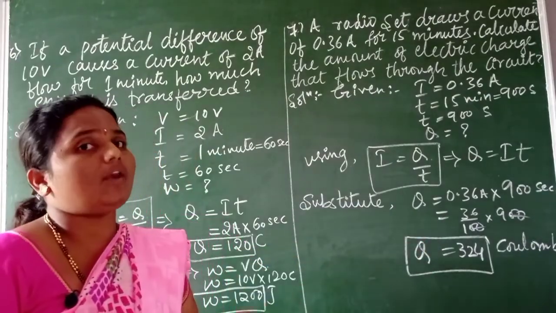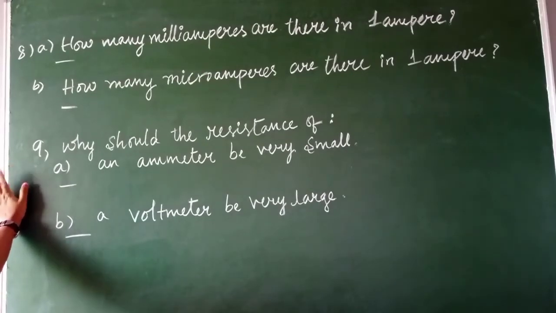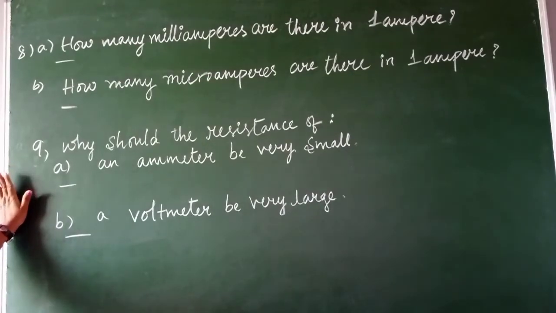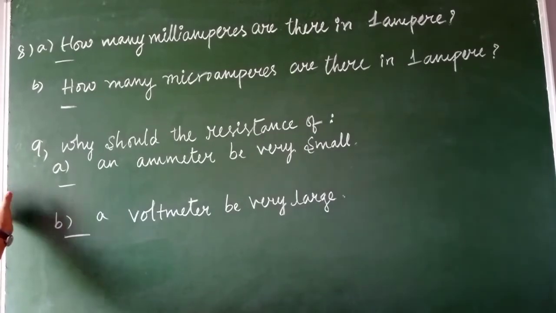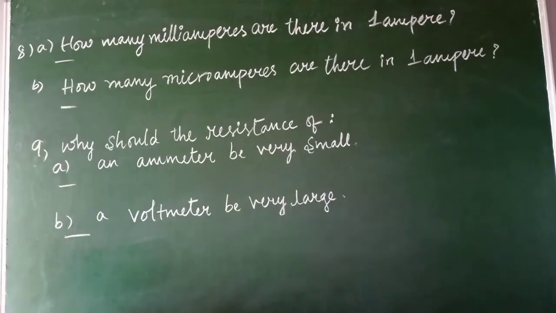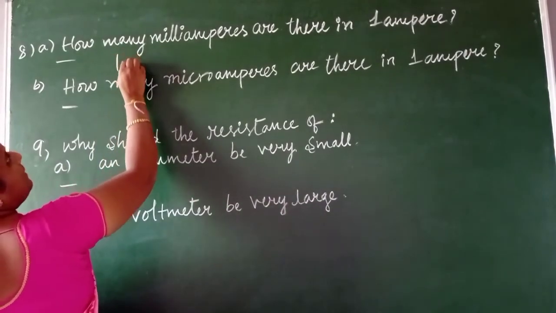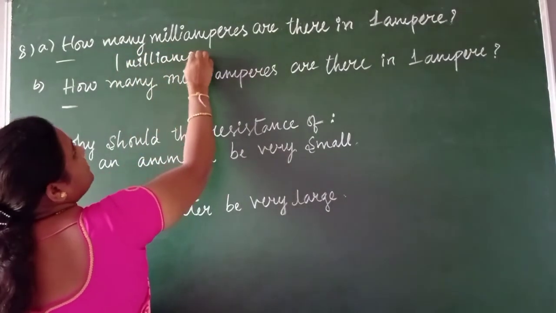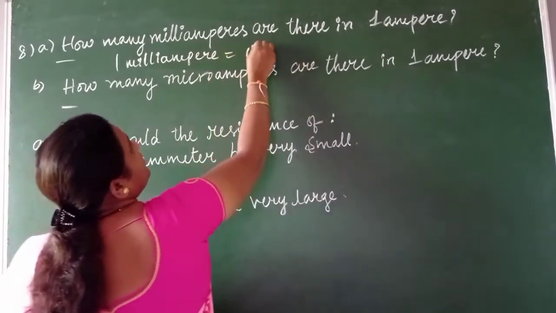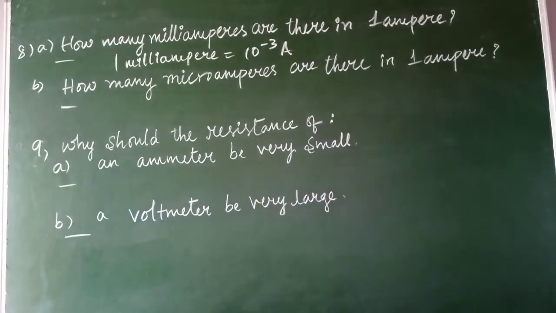That is the q value we have found. Now we will see one more question: how many milliamperes are there in 1 ampere? It is clearly asking how many milliamperes 1 ampere constitutes. We already know that 1 milliampere is equal to 10 to the power of minus 3 ampere. 10 to the power of minus 3 ampere is nothing but 1 milliampere.